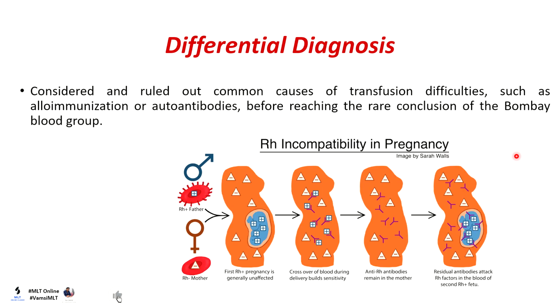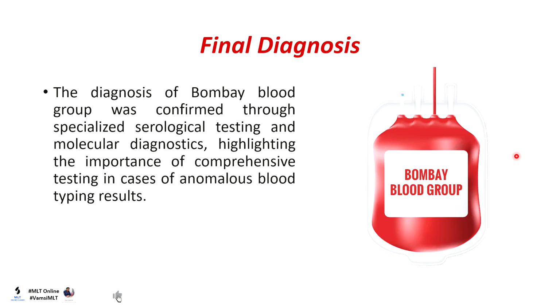For differential diagnosis, we also considered why the patient has these abnormal antibodies, but upon clinical history, we identified there is no link to erythroblastosis since the subject is male. So we concluded that this patient is a Bombay blood group individual. The diagnosis of Bombay blood group was confirmed through specialized serological testing and molecular diagnostics, highlighting the importance of comprehensive testing in case of anomalous blood typing results. So whenever there are issues with cross-matching, immediately we go with advanced blood grouping tests, and we identified that this is a Bombay blood group individual.